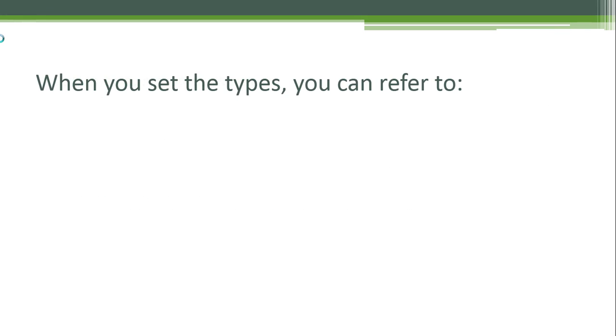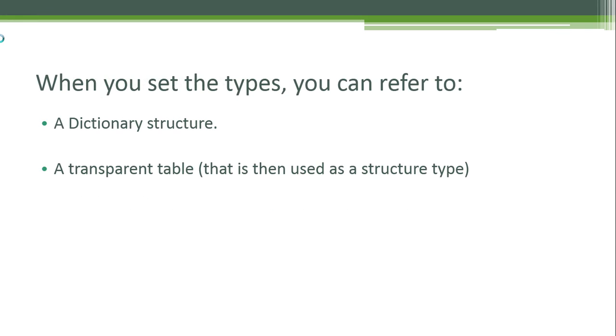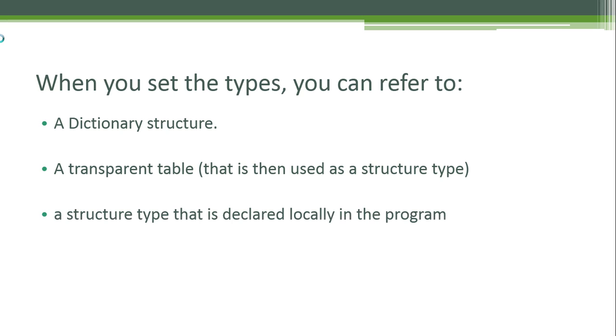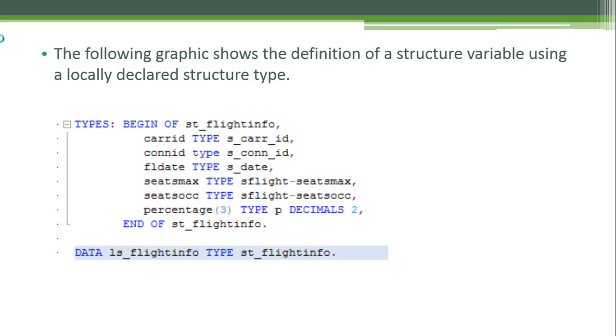When you set the types, you can refer to a dictionary structure, a transparent table that is then used as a structure type, or a structure type that is declared locally in the program. The following graphic shows the definition of a structure variable using a locally declared structure type.